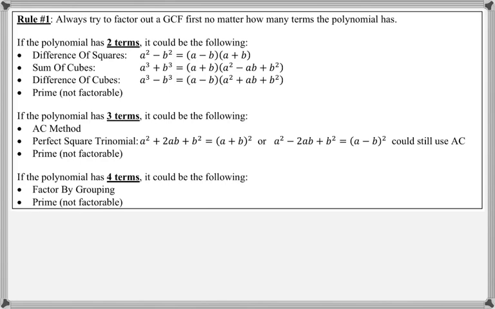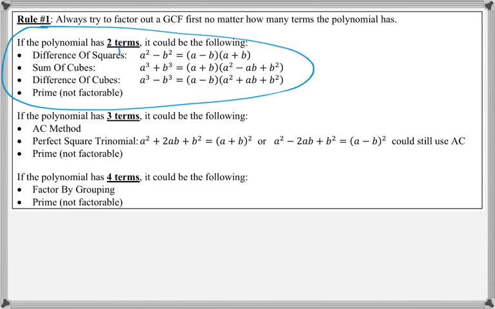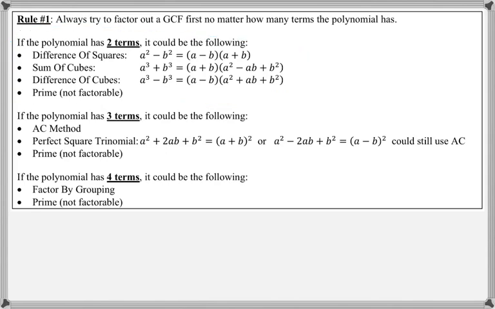So rule number 1 is always factor out a GCF. If it has a GCF, you need to factor that out first. It's possible it doesn't have a GCF, but always try to factor out a GCF if you can. If it has two terms, then it's going to be either a difference of two squares, a sum or a difference of two cubes, or it might not be factorable.